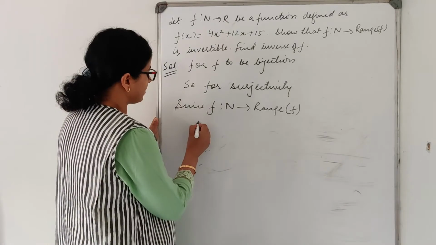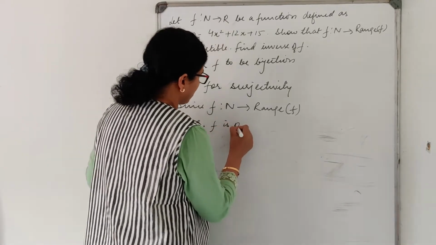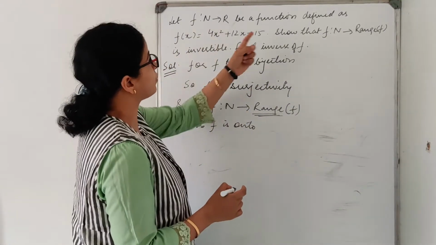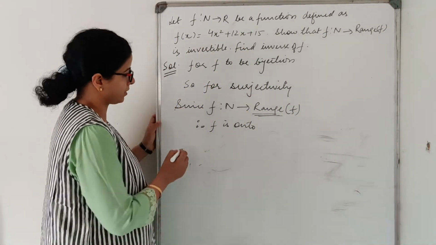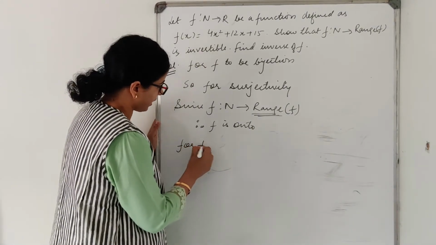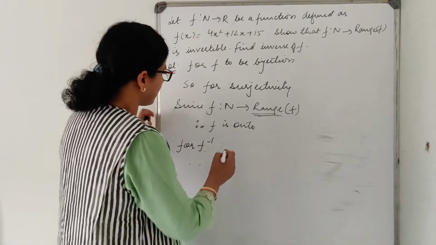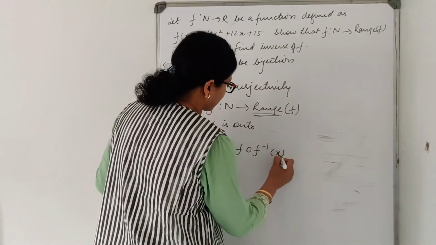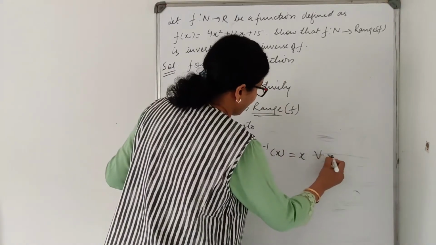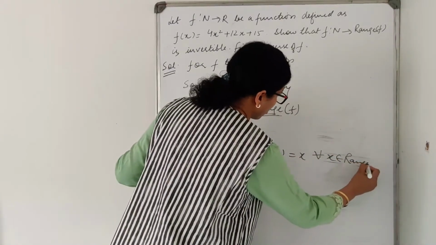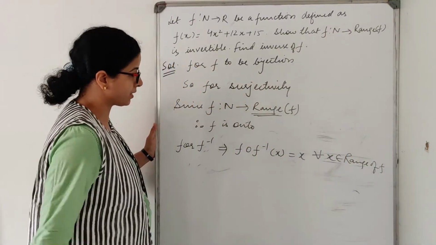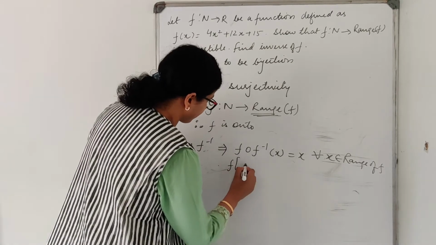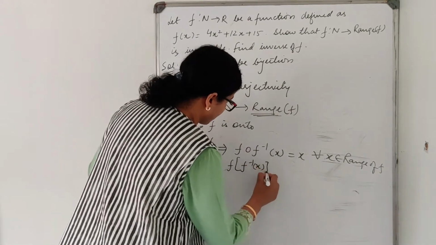So hence f is onto, because of this word range. Okay, now we have to find the f inverse. For f inverse, what are we going to have? We can write f of f inverse x is equal to x for all x belongs to range of f. Right? So f of f inverse x equals x.